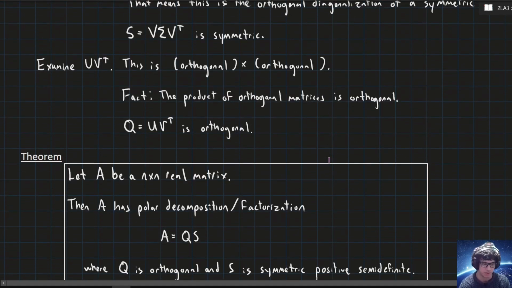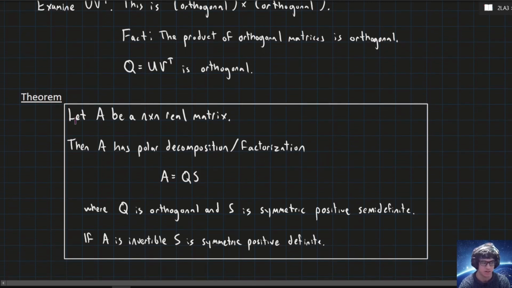So here's the theorem. If we let A be a square matrix, then A has a polar decomposition, or polar factorization, A equals Q times S, where Q is an orthogonal matrix and S is symmetric. So we actually know a bit more about S. We know that it's going to be either positive semi-definite or positive definite.